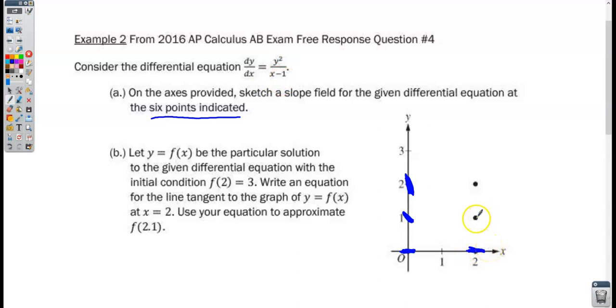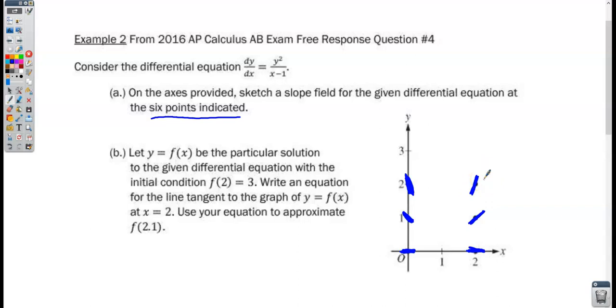At this point, 2, 1, we put 2 in for x and 1 in for y, and when we do that we have 1 squared over 1, so that's positive 1 is our slope line there. And 2, 2, we end up with 4 over 1, and so our slope line there should have a slope of 4. And there's part A to that question.